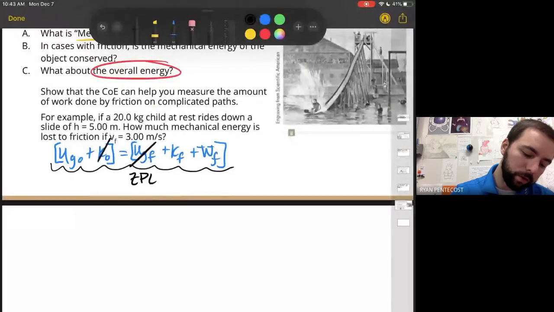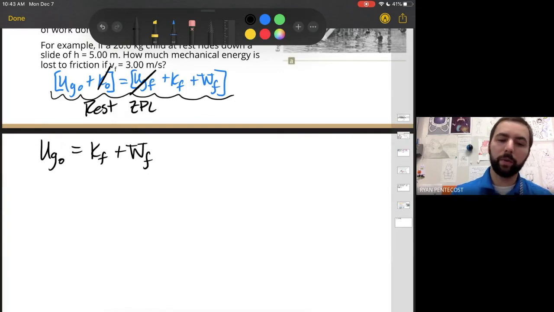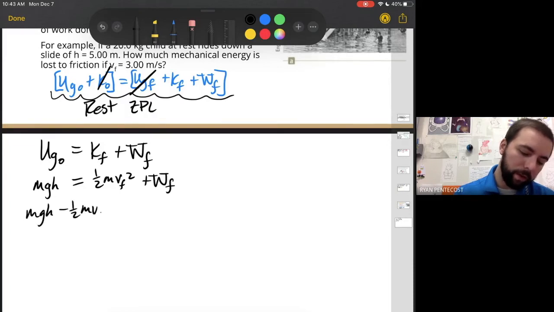The child starts at rest. So what we are left with is UG naught equals KF plus work of friction, right? All of the potential energy goes into the motion of the child as it reaches the bottom, and some energy is lost due to friction. So let's see how much is actually lost due to friction. So we have mgh equals 1/2 m v final squared plus work done by friction. So let's subtract that over. You have mgh minus 1/2 m v final squared equals your work done by friction.